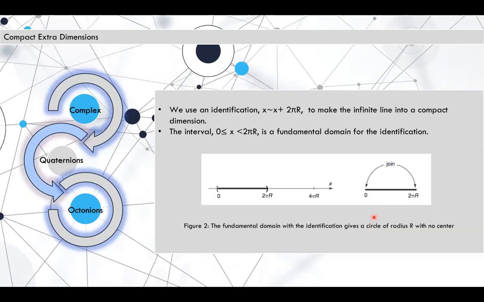Now, this is the same story in more than one dimension. We can choose to apply an identification to compactify only one dimension, or we can do it to two dimensions, as many as we want. And in our world, we're saying that we live in a world with six compact extra dimensions.